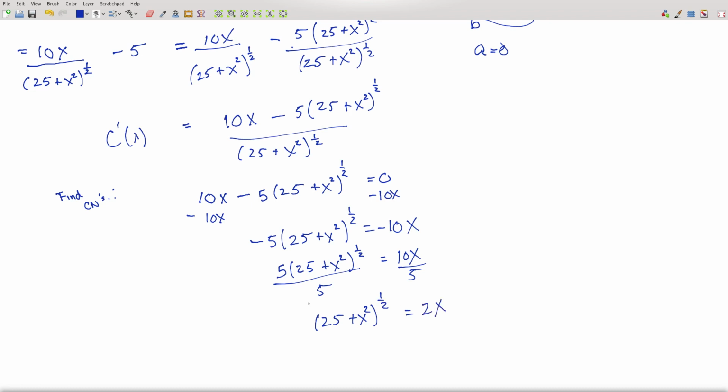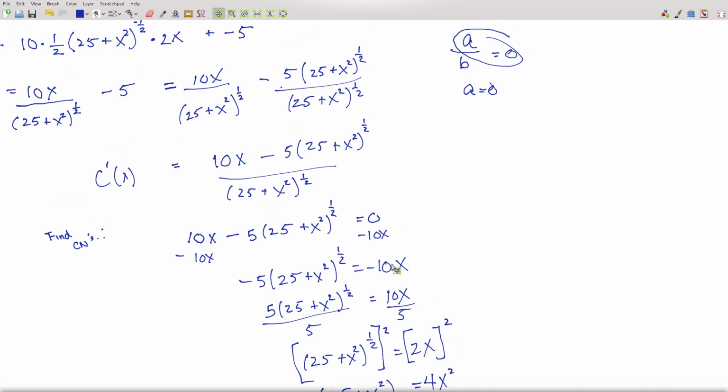So far so good. Now's the time to get rid of this 1/2 power. Let's do that by squaring both sides. So see how I'm squaring both sides of this. Whatever is done to one side is done to the other. So 1/2 times 2 becomes 1, and now we have the quantity 25 plus x squared equals, now when you have 2x and you square it, it's like 2 squared and x squared. So 2 squared is 4 and x squared is x squared. So this is what we have now.